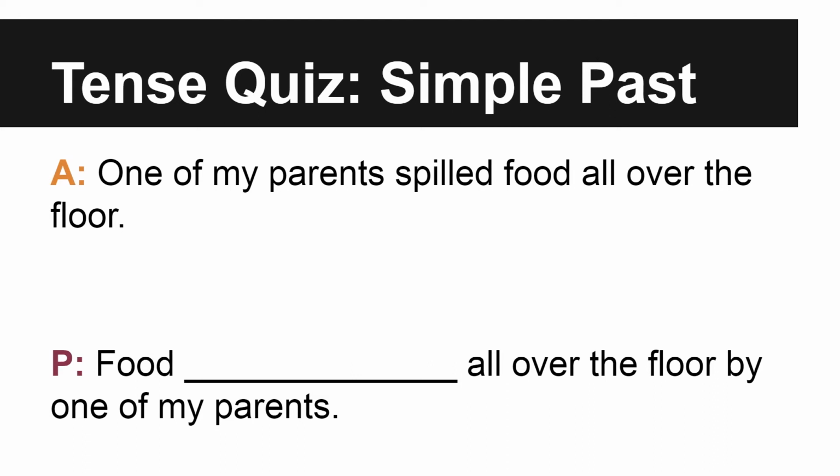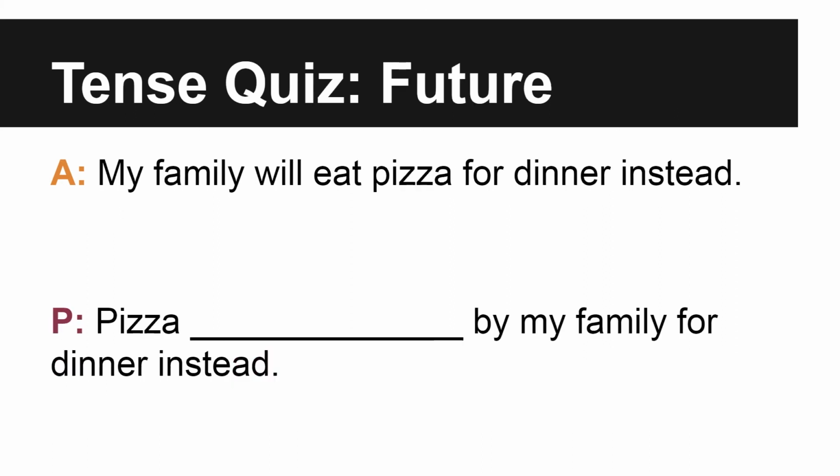Third one, simple past. One of my parents spilled food all over the floor. Food spilled is our past participle of spill, so we can keep that the same. Food and then past was. Food was spilled all over the floor by one of my parents. Or just food was spilled all over the floor. That's fine.